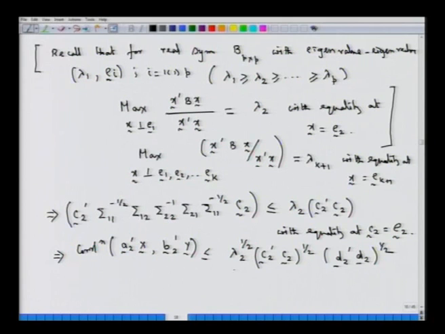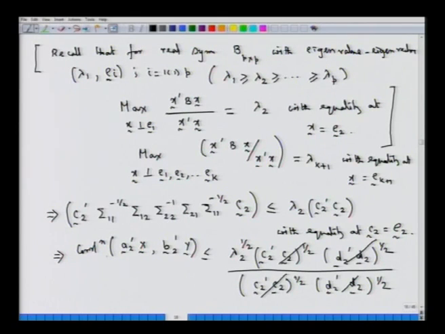These halves are coming from the Cauchy-Schwarz inequality of the numerator, and in the denominator we as such have C2 prime C2 to the power half and D2 prime D2 to the power half. So, as we see, the two terms cancel out, and the correlation coefficient is bounded by this lambda 2 to the power half.